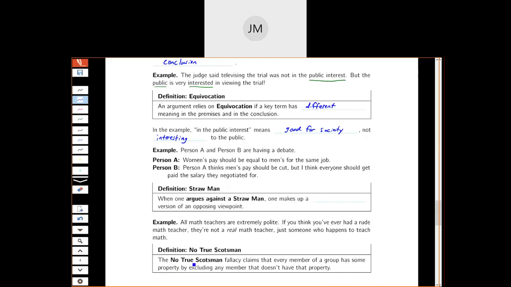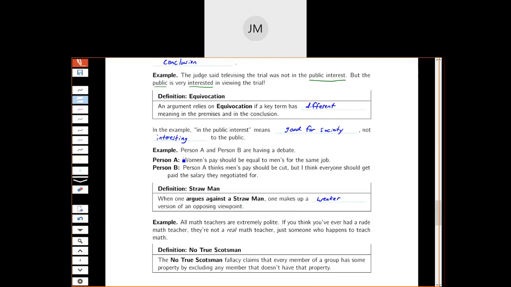All right, here's another example. Let's say person A and person B are having a debate. Person A: women's pay should be equal to men's for the same job. Person B: person A thinks that men's pay should be cut, but I think everyone should get paid the salary they negotiated for. Okay, so again, this one is sort of a trickier or subtler thing, right? We have to be a little bit careful about what's going on here. What this is called is a straw man argument. And when one argues against a straw man, one makes up a weaker version of an opposing argument.